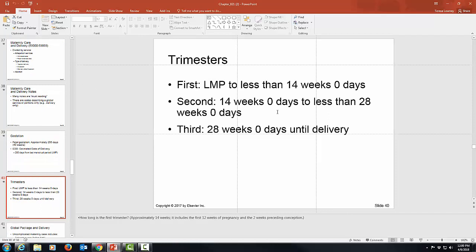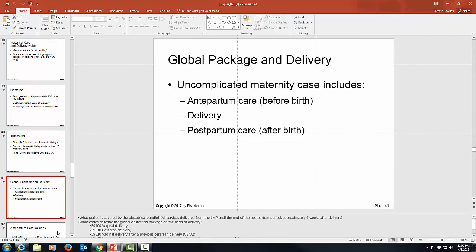So trimesters: last menstrual period to less than 14 weeks 0 days is the first. The second one is 14 weeks 0 days to less than 28 weeks 0 days. And the third trimester is 28 weeks 0 days until delivery. So that first trimester is usually the one where we begin to see patients, and then we see them all the way through. The global package is for an uncomplicated maternity case, and it includes all of the care before the birth, the delivery, and after birth, the postpartum care.